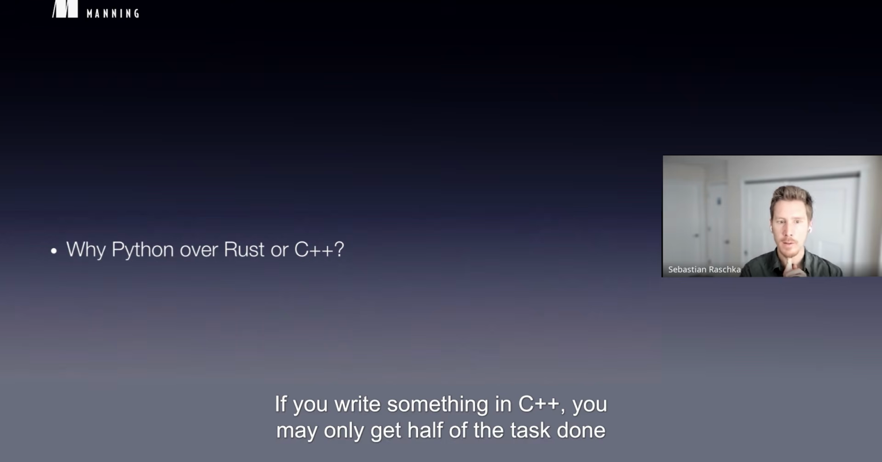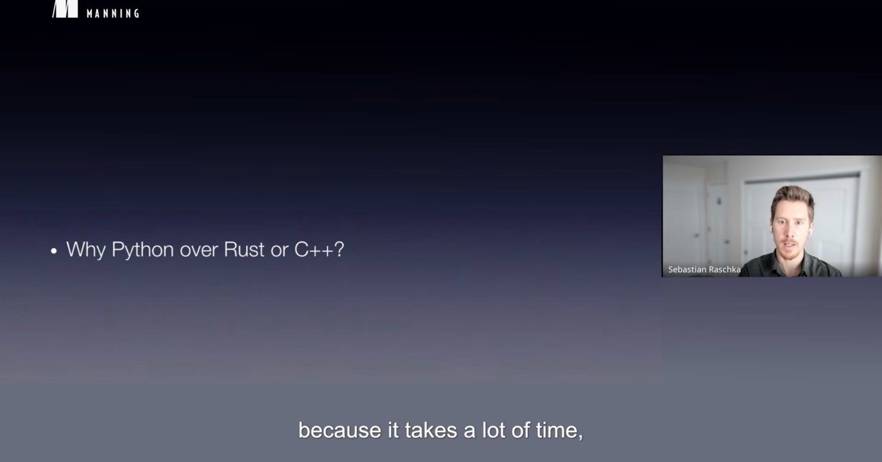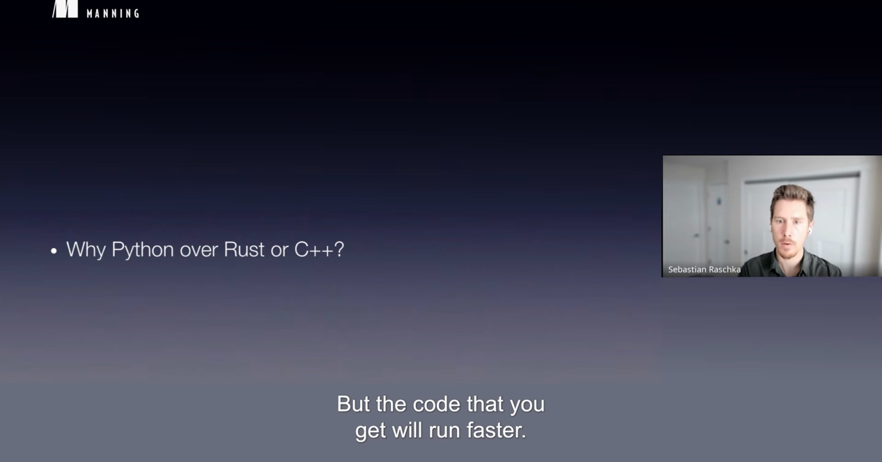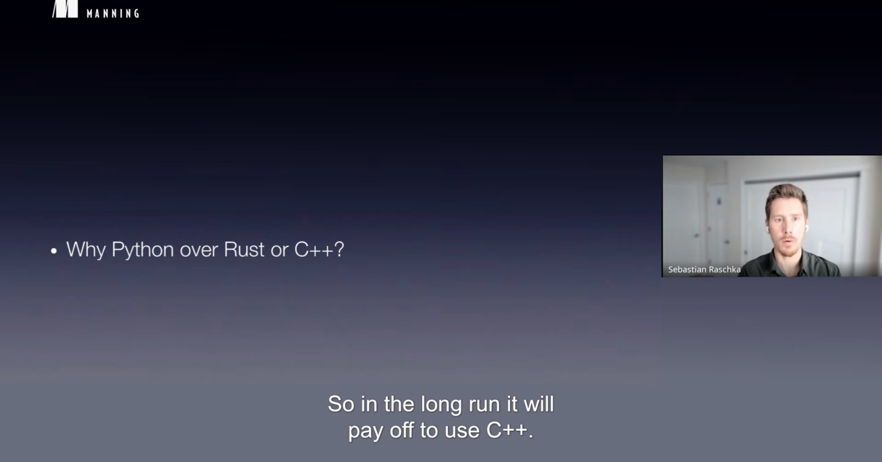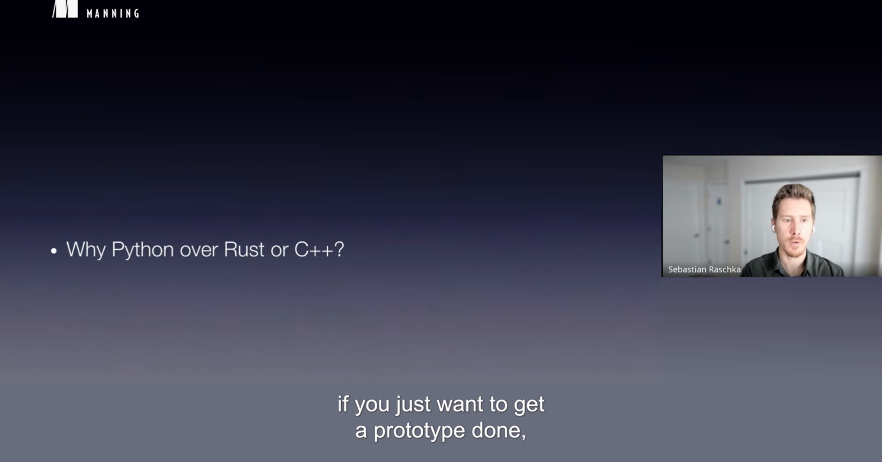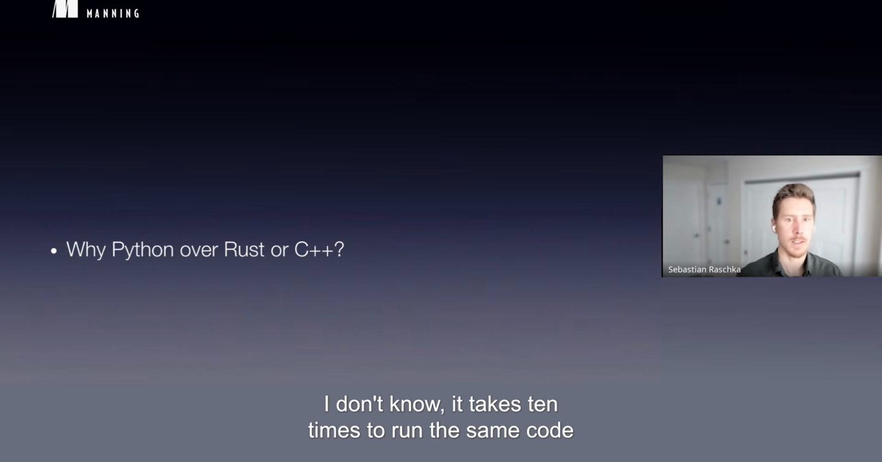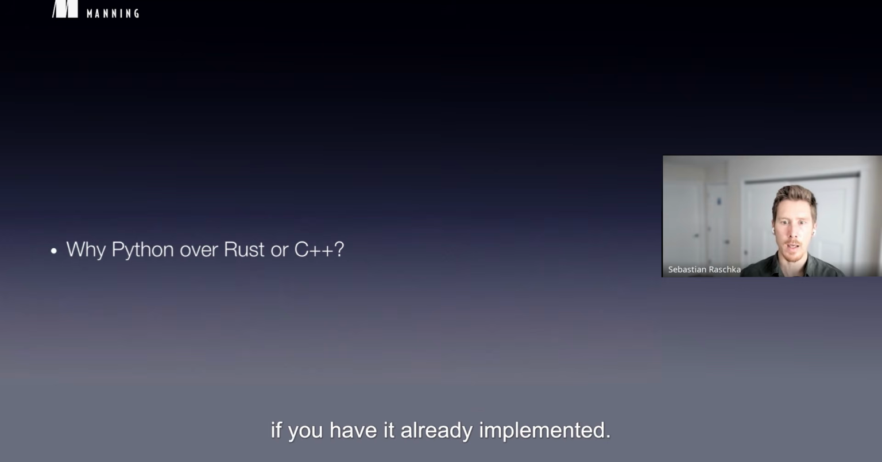If you write something in C++, you may only get half of the task done because it takes a lot of time, for me at least, to write C++ compared to Python. But the code that you get will run faster. So in the long run, it will pay off to use C++. But in the short term, if you just want to get a prototype done, Python is just faster to write and you get results. But then in the long term, it's going to be slower and more expensive because, I don't know, it takes 10 times longer to run the same code if you have it already implemented.